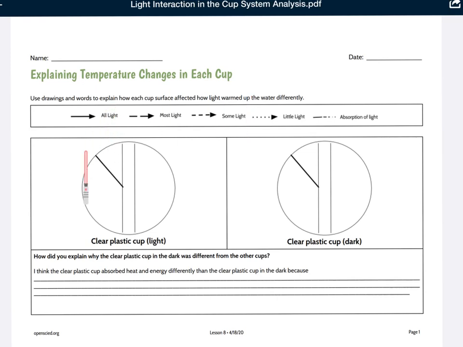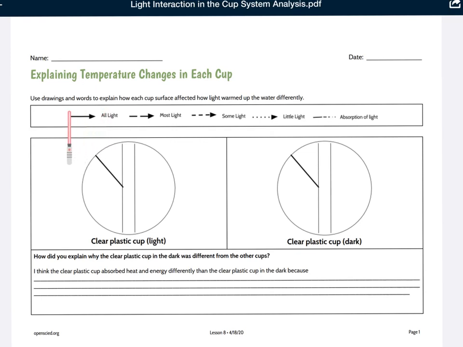So what we're going to do is, on this first page, we are going to compare the clear plastic cup that got exposed to light to the clear plastic cup that was covered up by the black colored bin. So this cup did not get exposed to light, theoretically. So we're going to use these symbols in our key, and we're going to draw these onto each model to show how we think the light impacted it.